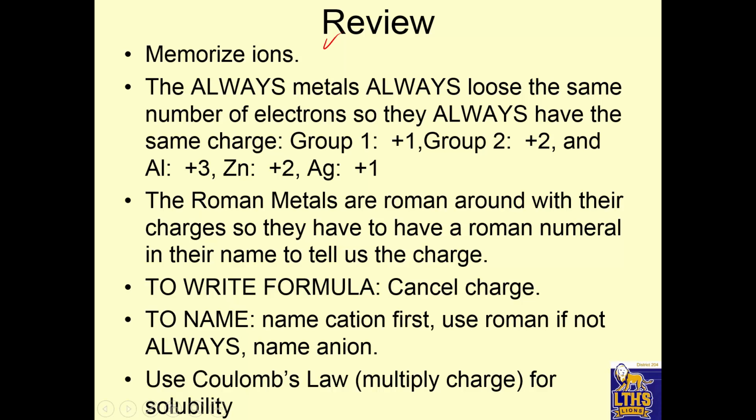So to review, memorize your ions. Always metals always lose the same number of electrons, so they always have the same charge. Group 1, group 2, aluminum, silver, zinc. Roman metals roam around with their charge, so you have to have a Roman numeral to tell you the charge. You're writing a formula, cancel charge. You're writing a name, cation name first, and a Roman numeral if you have to, and then name the anion. Use Coulomb's law, multiply charges for solubility.